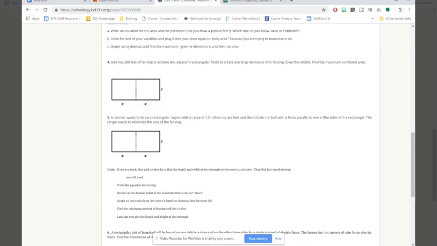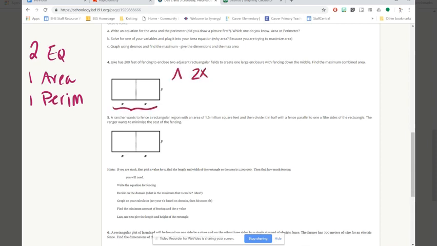Okay, so Jake has 200 feet of fencing to enclose 2 rectangular fields to create a large enclosing with fencing down the middle and find the maximum combined area. So the first thing that you need to do is do 2 equations, one for area and one for perimeter. Okay, and when I'm looking at this, the area equation, the length is 2x and the height is y.